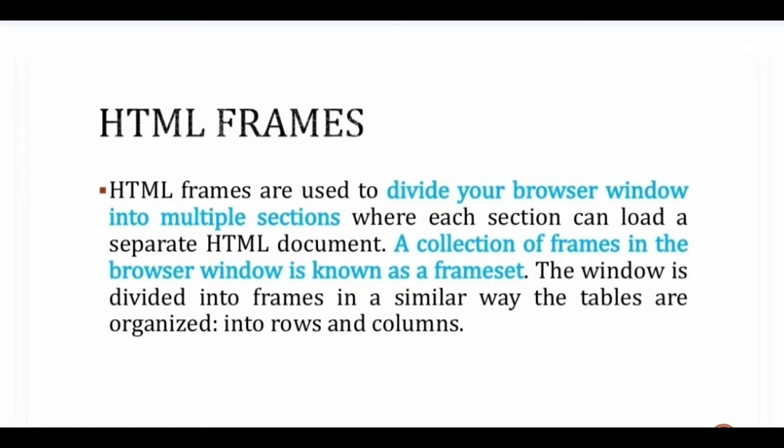HTML frames are used to divide your browser window into multiple sections, where each section can load a separate HTML document. A collection of frames in the browser window is known as a frame set. The window is divided into frames in a similar way that tables are organized into rows and columns. So if we want to display our data in multiple fields, we can create a frame.